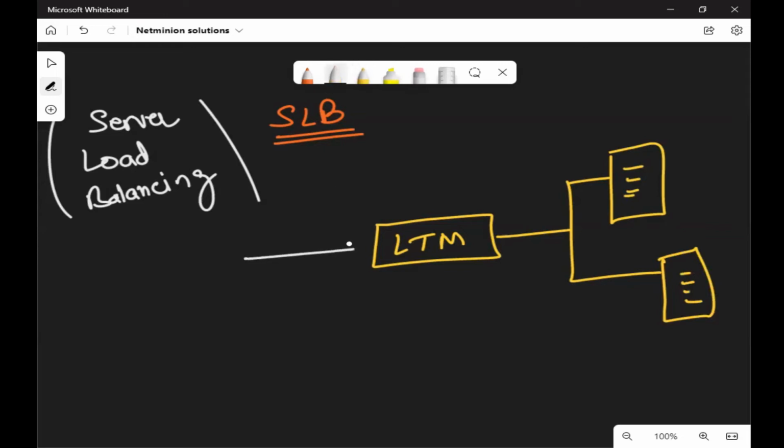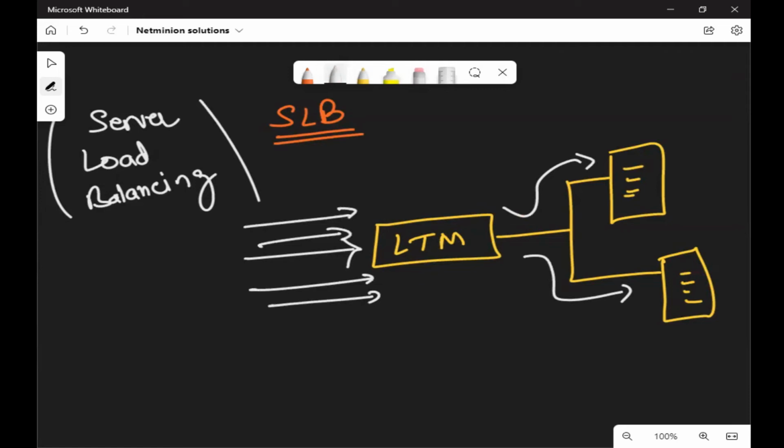Any request that is coming to the LTM, well, maybe the monitoring, the load balancing, all those kinds of things will be checked, but ultimately it will distribute the high traffic which is coming among all the servers. Yes or no? Yep. So server load balancing means what? It is intercepting the traffic and sending that traffic to the backend servers in a uniform way.